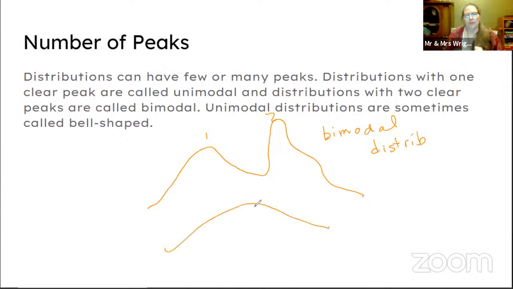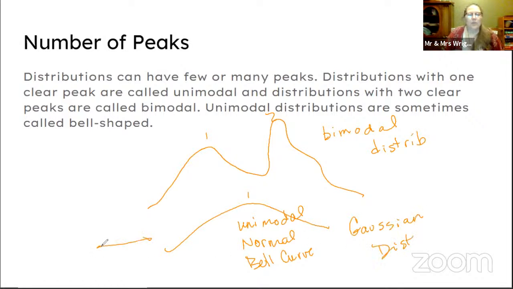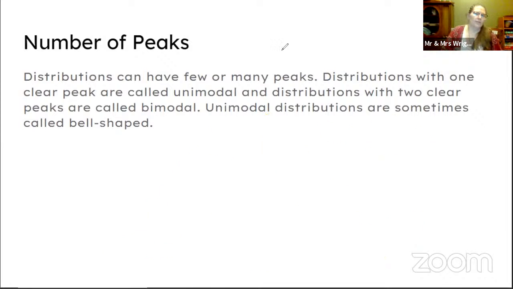Now, a unimodal distribution will have 1 peak. Unimodal is also called a normal curve or a bell curve or a Gaussian distribution. Now, this is the one, the normal curve. It's called normal for a reason, because like 99.9% of all the data you're going to ever work with in statistics will fall into a normal curve, a bell curve, or a Gaussian distribution, unimodal data. So this is the one you're going to deal with 99.9% of the time, a single peak. But number of peaks is another way to identify your visual data.